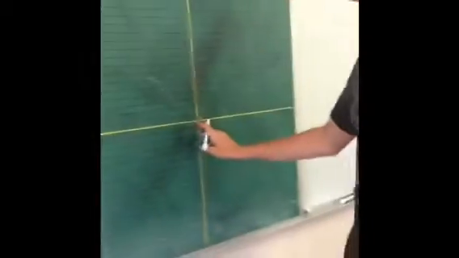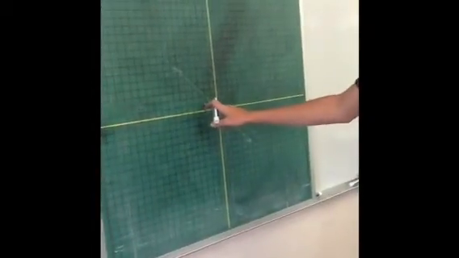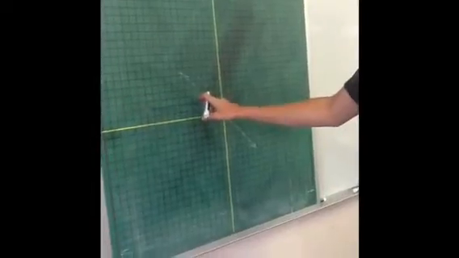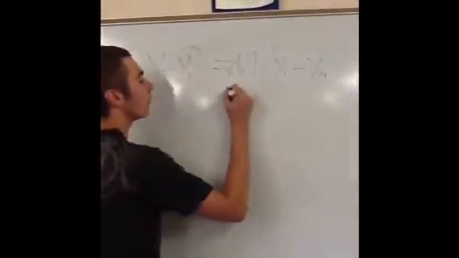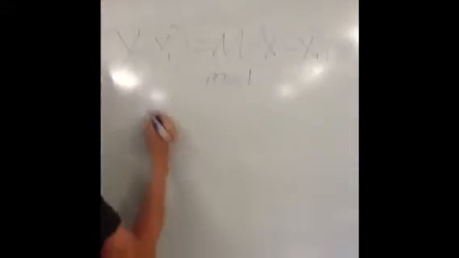y minus y1 equals m times x minus x1. So now we look at our line and let's fill in what we know. If we look at our slope, we can clearly see that it goes over 1, up 1, over 1, up 1, over 1, up 1. It makes our lives very easy because that means our slope is 1.